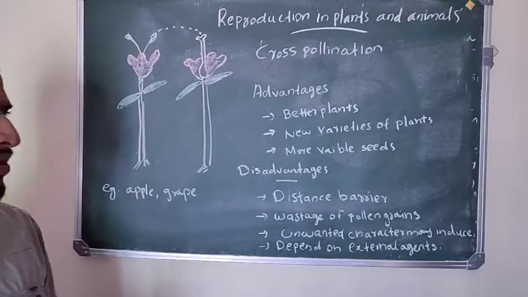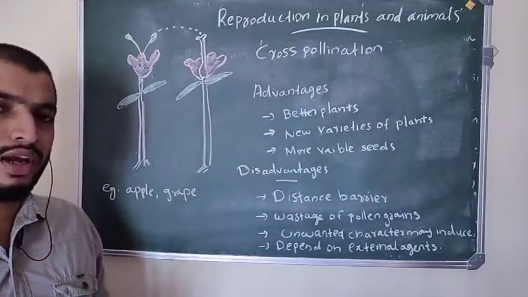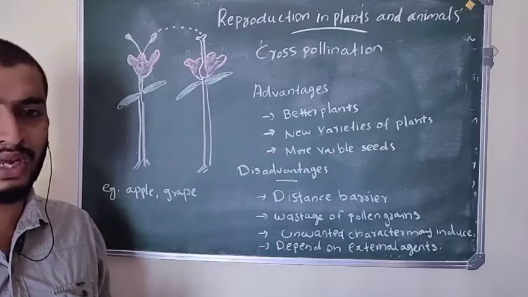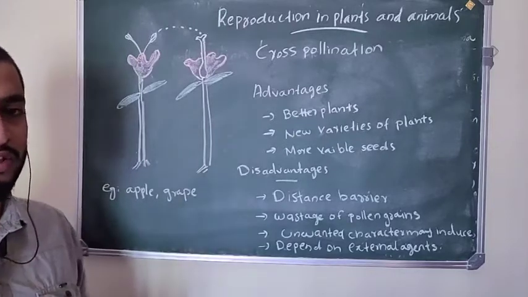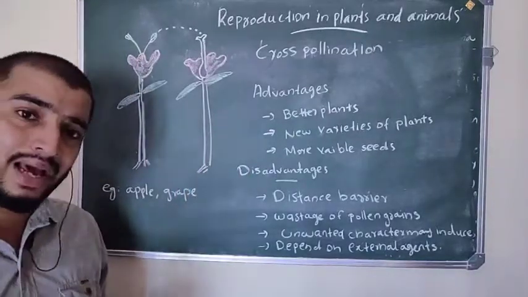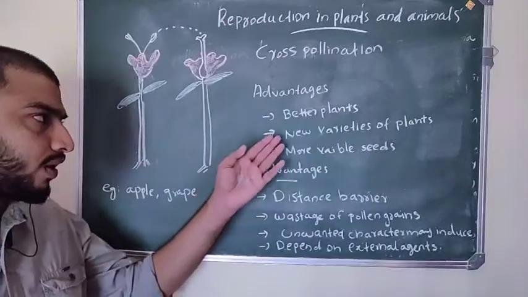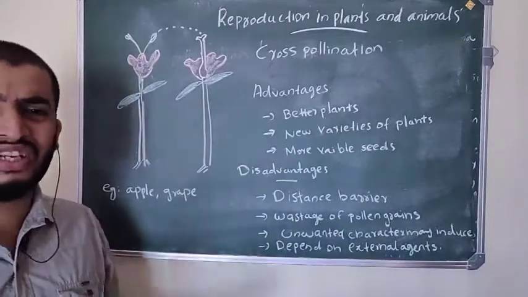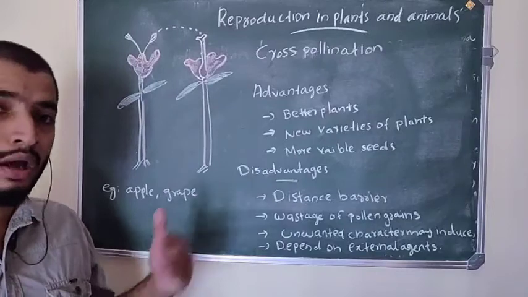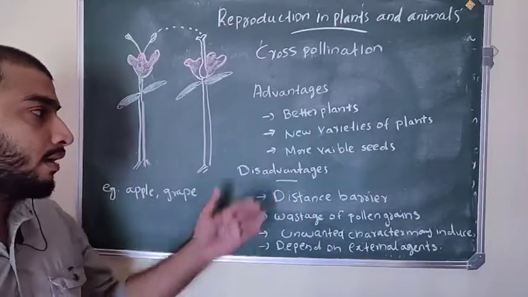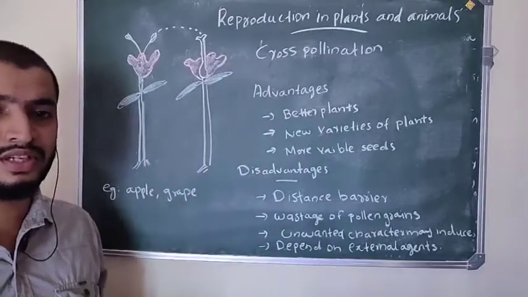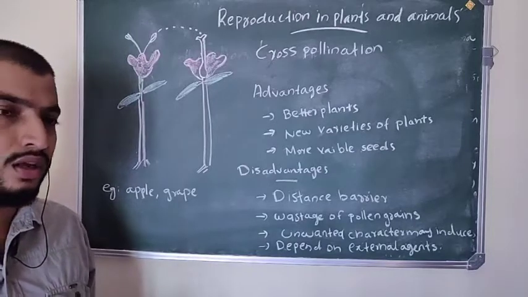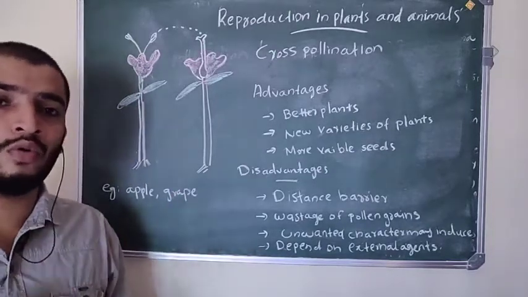So what are the advantages? First of all, by cross-pollination you can create better plants, because it leads to the formation of new varieties of plants. We can produce better plants and new varieties by cross-pollination. By self-pollination it is not possible to produce new varieties. And they produce more viable seeds. Viable seeds means seeds which can germinate. So by cross-pollination we can produce more viable seeds.